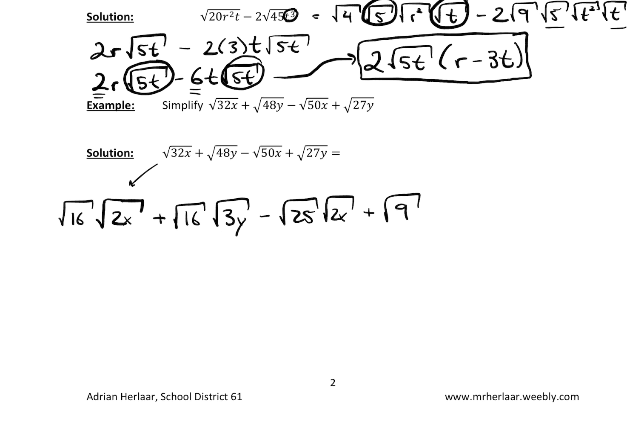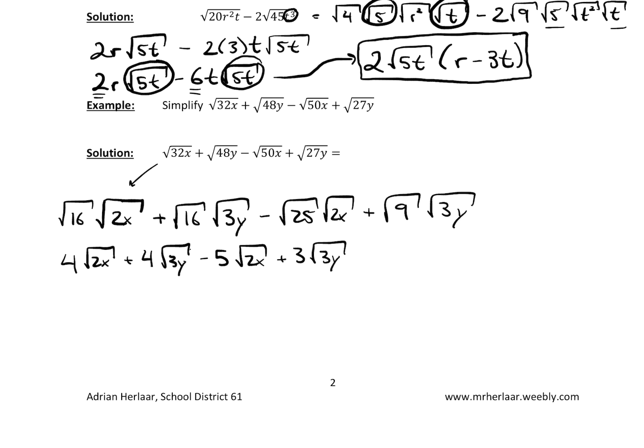9 root 3y. And now you'll see some simplifying happens. 4 root 2x plus 4 root 3y minus 5 root 2x plus 3 root 3y. So now you'll see I have a 2x term and a 2x term, so 4 minus 5, so negative 1 root 2x, and then I have a 3y term and a 3y term, so 7 root 3y.